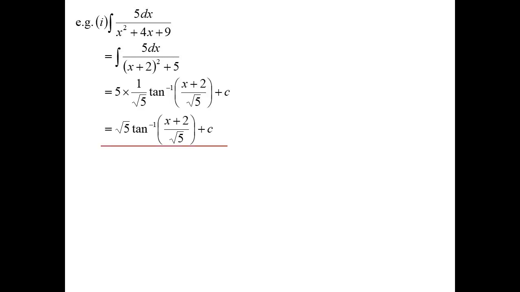So how do I get it into that form? It all comes down to completing the square in the denominator. So x squared plus 4x plus 9. If I complete the square on that, I'll get x plus 2 squared plus 5. Sum of two squares, inverse tan. So we've got 5 lots of 1 over a, in this case the square root of 5, inverse tan of x plus 2 on root 5. And so tidying that up, we get root 5 times the inverse tan.